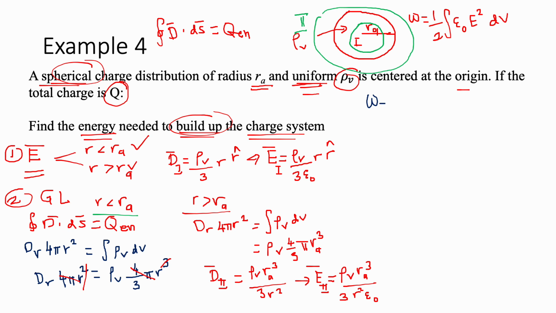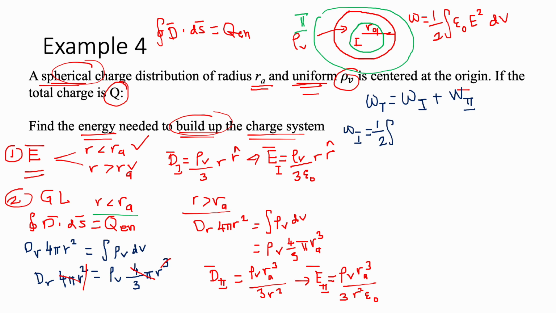So the total work is equal to work at region number 1 in order to build the structure, or to build the system, plus work at region number 2. So what you have to do is calculate one by one. Work for region number 1 is equal to what? Integration of, okay, half. Don't forget to write the half. I always forget to write the half.